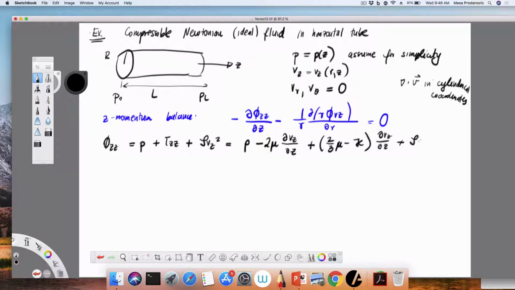And plus rho Vz squared. Okay. Now my kappa is 0 for ideal fluid. So we're going to have phi zz as pressure. I have minus 2 plus 2/3, so minus 6 over 3 plus 2/3 is minus 4 over 3, mu dVz/dz, plus rho Vz squared.